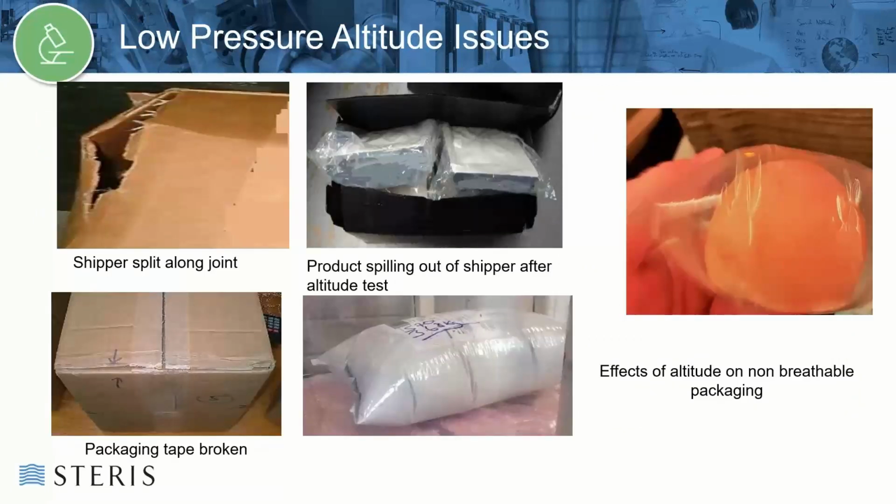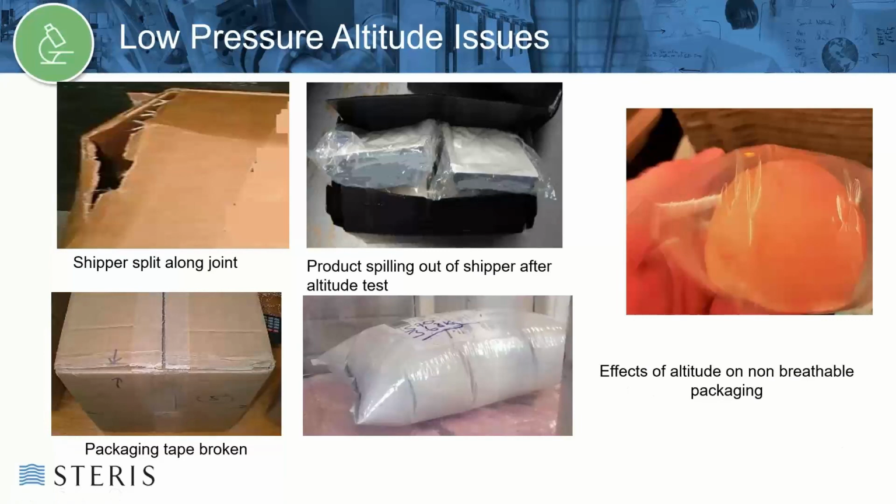These are some of the issues that are encountered during this test. You can see that the bags essentially inflate or expand during this low pressure test. If there's not enough extra space in your box, you can actually see your box splitting open. You can see your tape broken. Here's one where the product is actually spilling out of the box after testing.